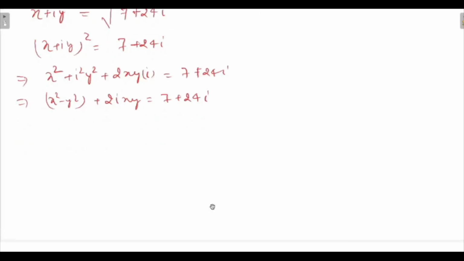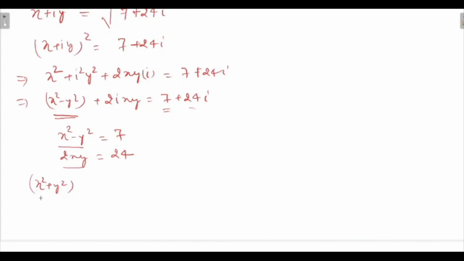Now as we know, if two complex numbers are equal, then their real parts and imaginary parts are equal. So x square minus y square is going to be 7, and 2xy is going to be equal to 24. Now I have the equations for x square minus y square and 2xy, so we will find x square plus y square. Why are we doing this? Because if we get the x square plus y square value, then I can take two equations, one with x square minus y square and another with x square plus y square, and solve them.